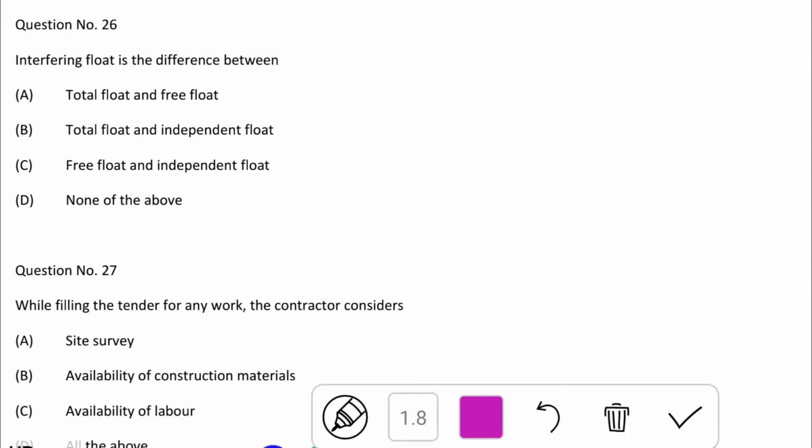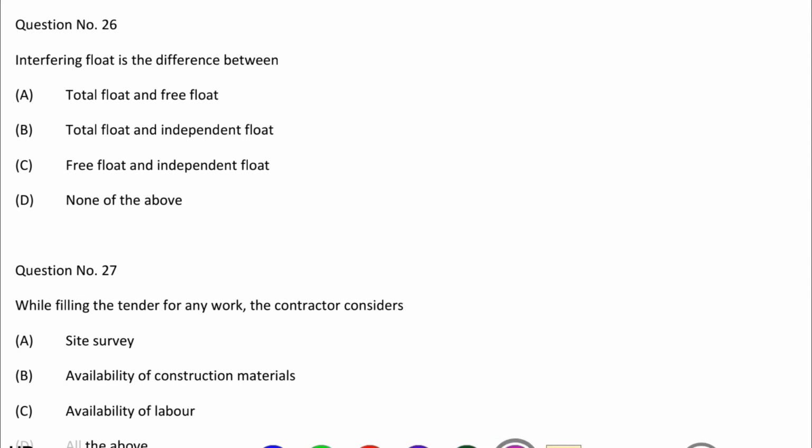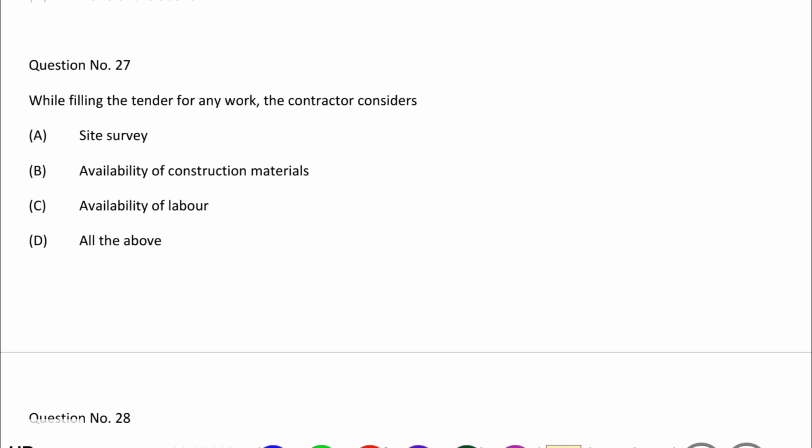So the correct answer is option A, total float and free float. The next question: while filing the tender of any work, the contractor considers option A, site survey, option B, availability of construction materials, option C, availability of labor, option D, all the above. So the correct answer is option D, all the above.